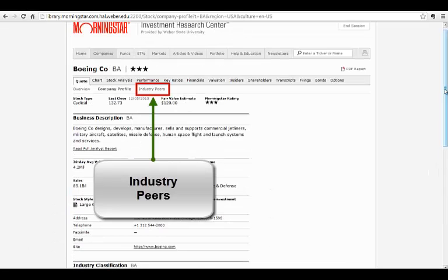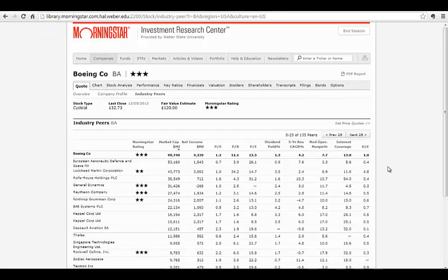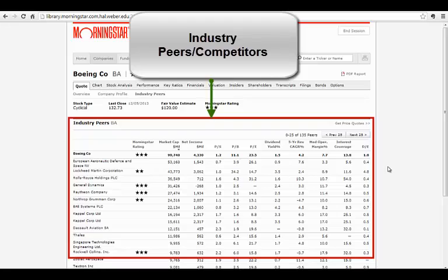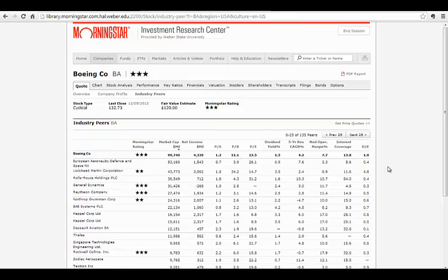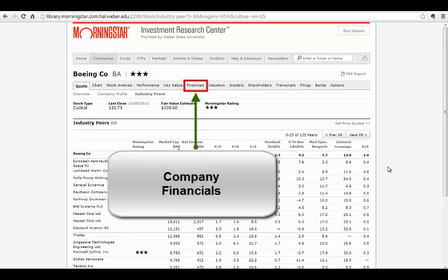Coming back again toward the top, if you click on Industry Peers, here you get information on other companies in that industry. These would likely be competitors to this company. Back on this line, other information that is available include company financials.